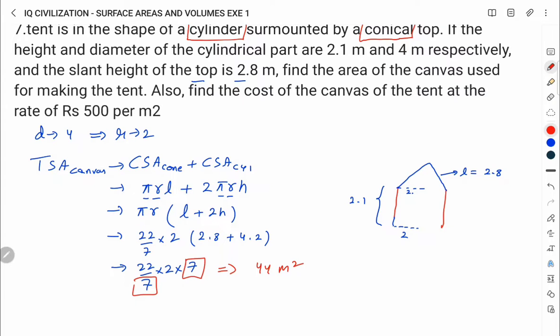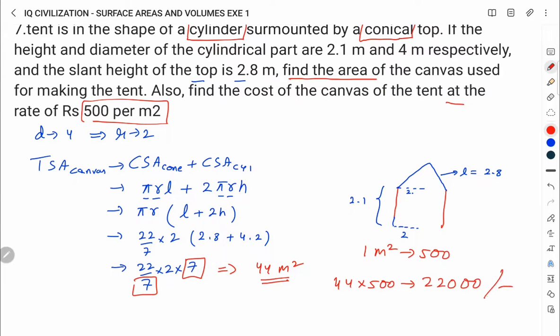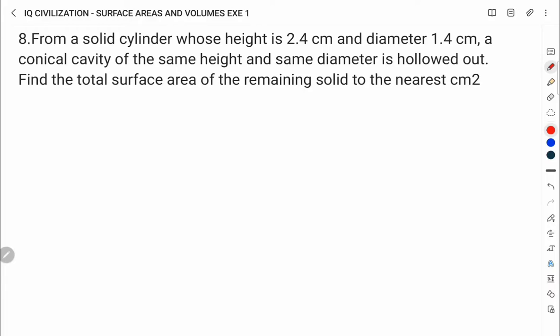Okay, very good. So here this is not the final answer. Find the area, okay, we have done. Cost of the canvas at 500 per meter square. For 1 meter square, it is 500. For 44 meter square, it is 44 into 500. So what is 44 into 500? 44 5s are 220 and another 2 zeros. These are rupees. Okay, next one.